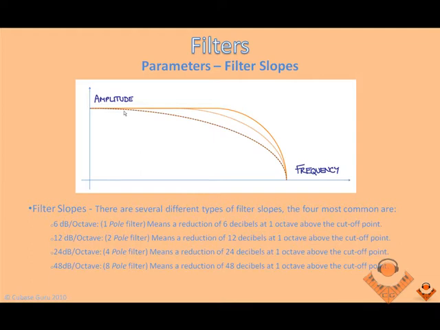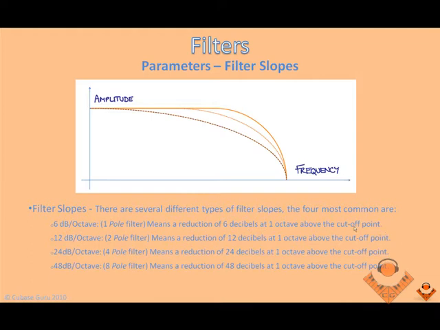So what you basically have is a 6 decibel filter per octave, sometimes known as a one pole filter. You'll see this on hardware mainly, but you see it written in software as well. It just depends. So a 6 decibel filter per octave means a reduction of 6 decibels at 1 octave above the cutoff point.